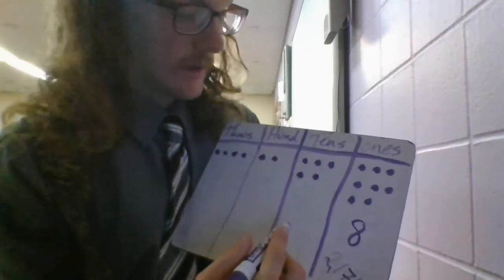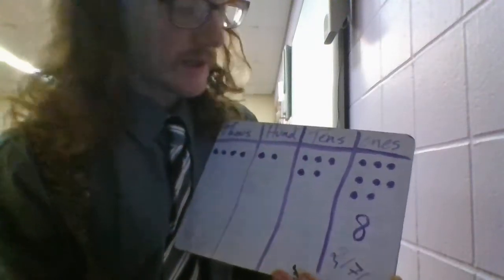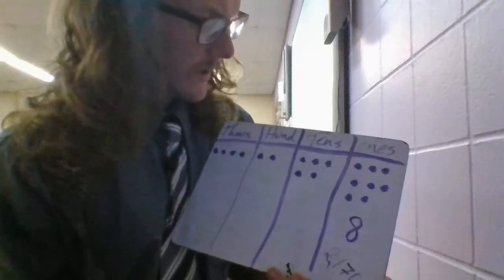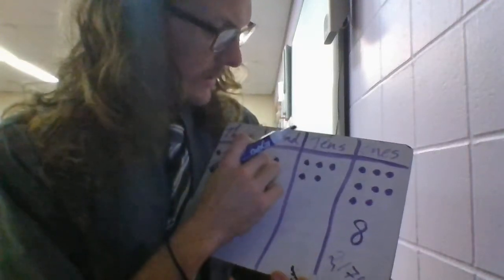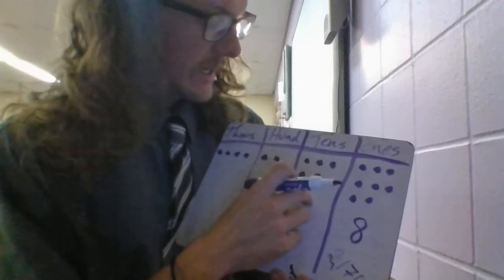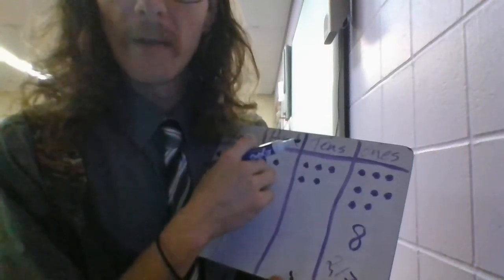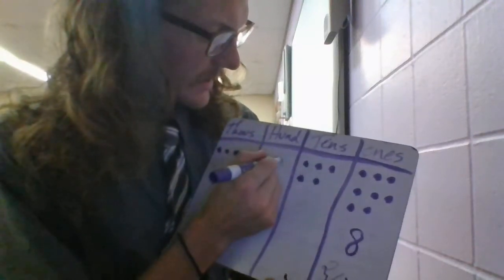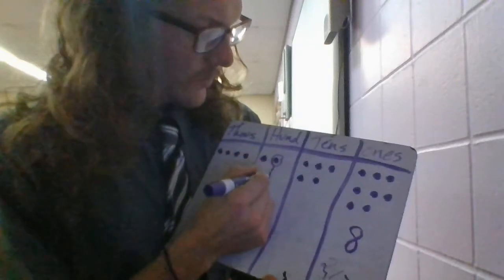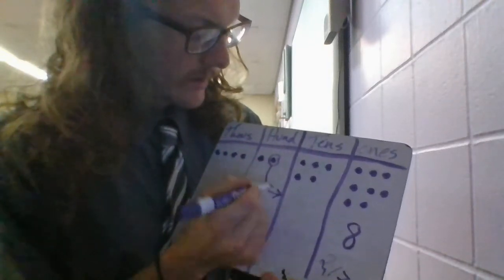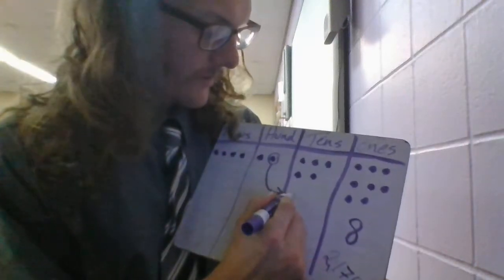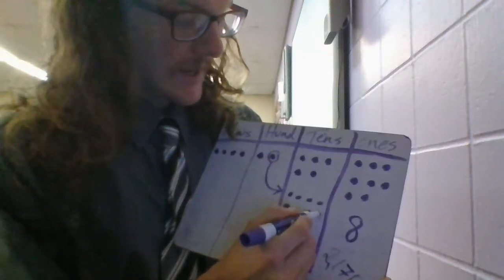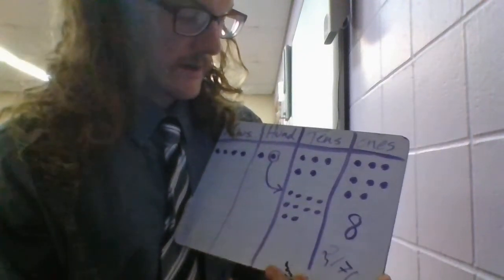We need to take 7 away from our tens. Can we do that? No. We need to take from the hundreds. How many tens make up 100? That's right, 10. So we're going to take this one right here, and we are going to move it into here. So instead of 1 hundred, we'll have 1, 2, 3, 4, 5, 6, 7, 8, 9, 10.